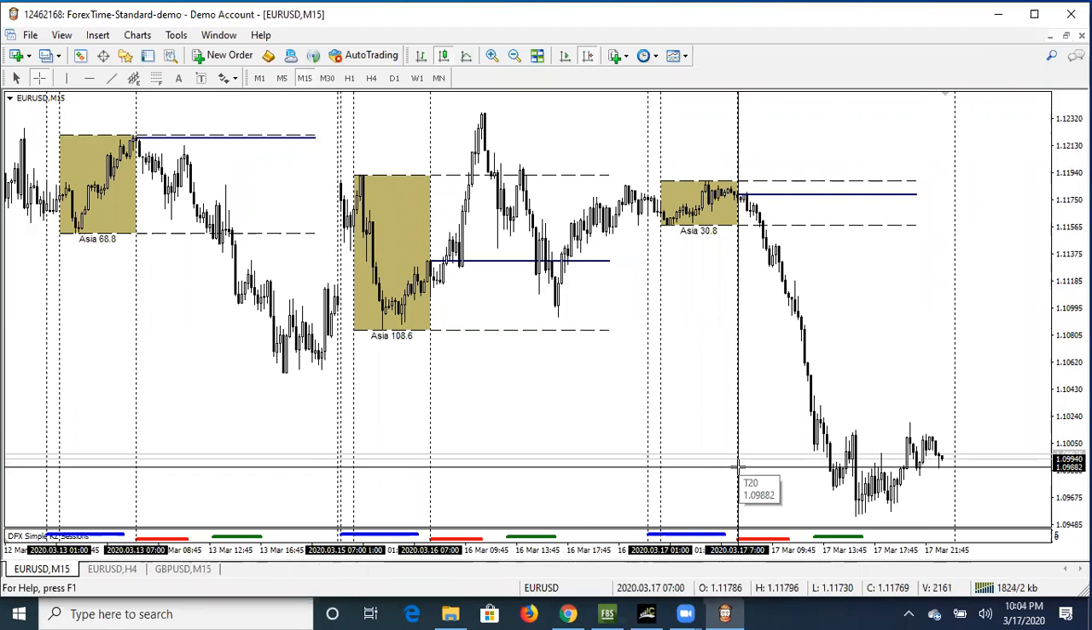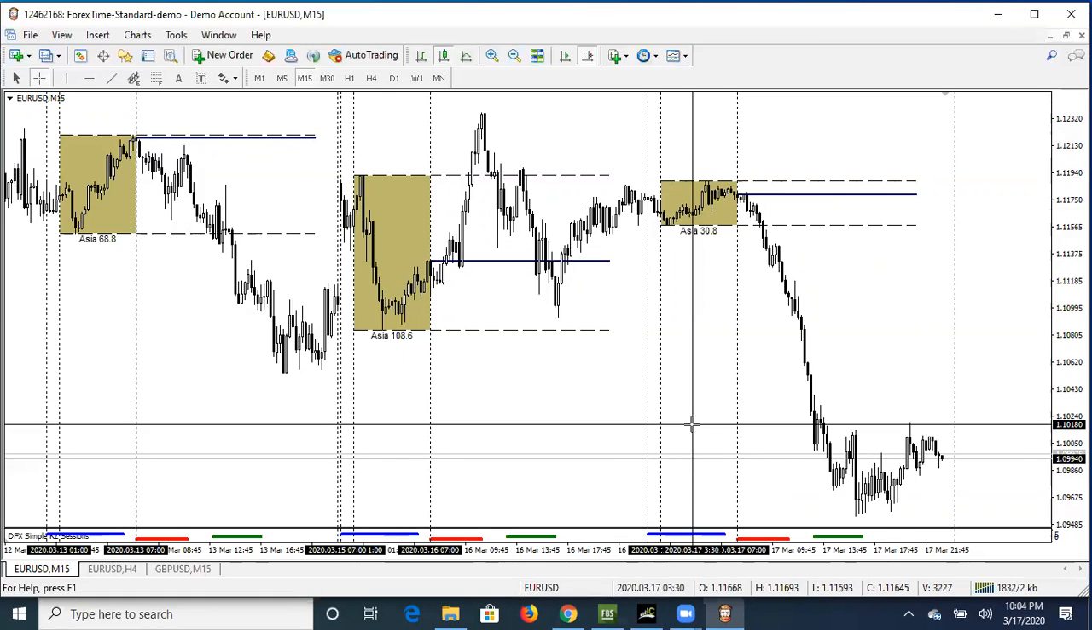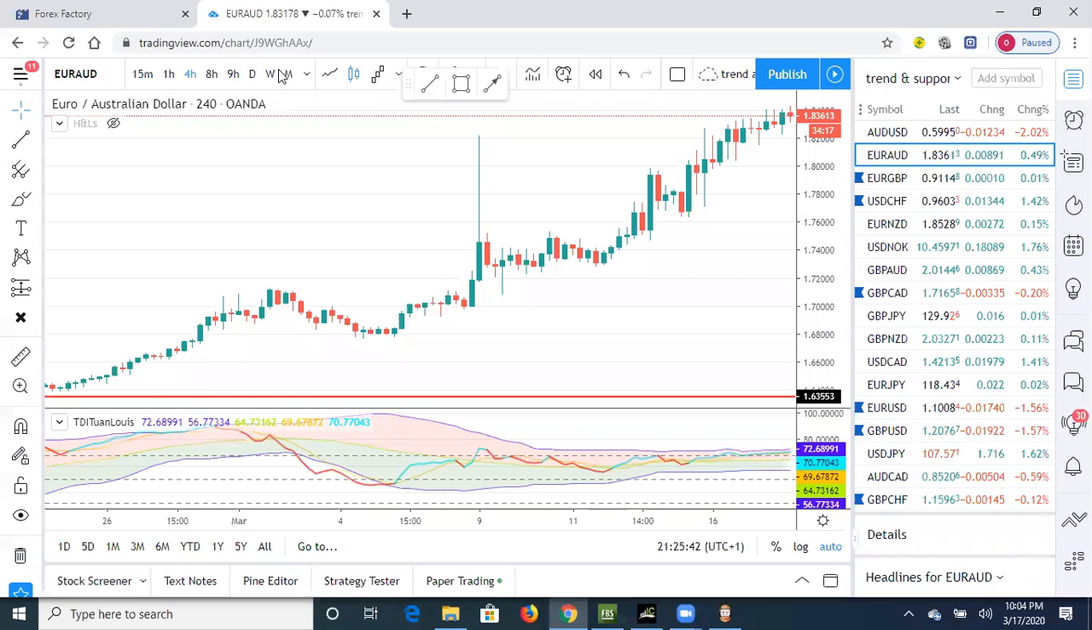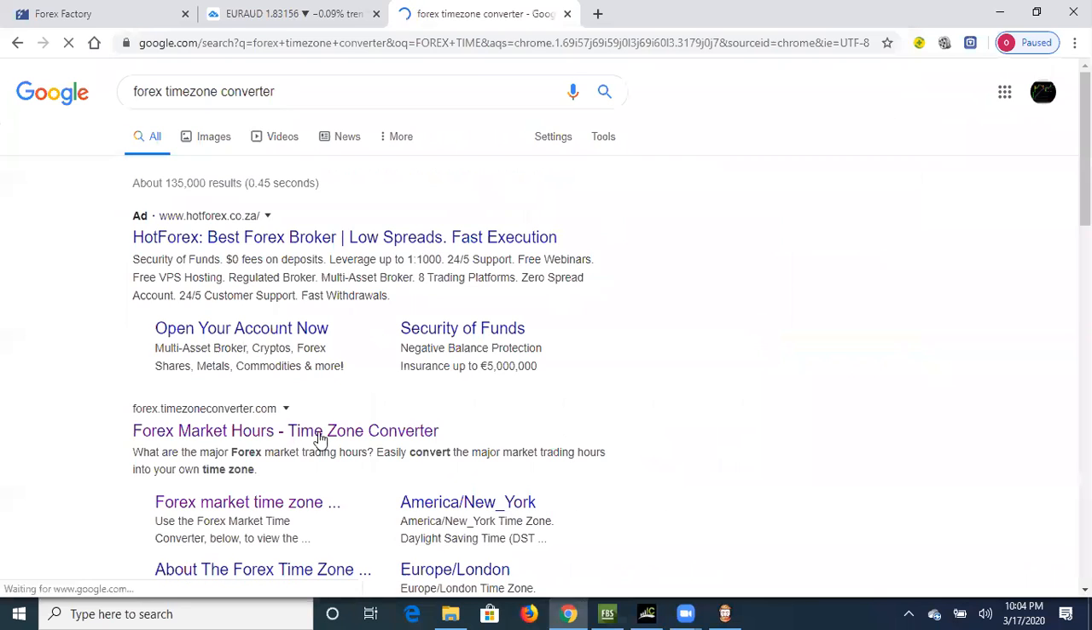So Q zones, from what we could see here, 7 a.m. and that will be 6 a.m. my local time, and that is 2 hours before London. Let's look that up. So Forex time zone converters, right? Forex time zone converter.